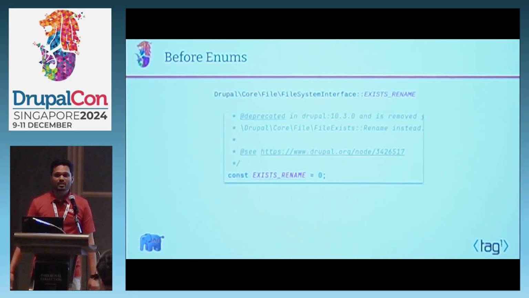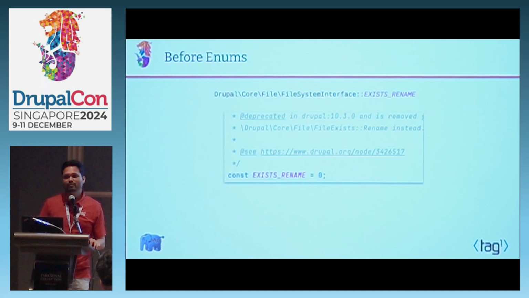Who here is familiar with this? Okay, so this is basically a constant written in a file system interface. Whenever you upload a file, let's say to a field or in a custom form, you need to specify what needs to happen. By default, the value is rename. So whenever you upload a file, say test.png to an image field, it gets saved in the files folder.